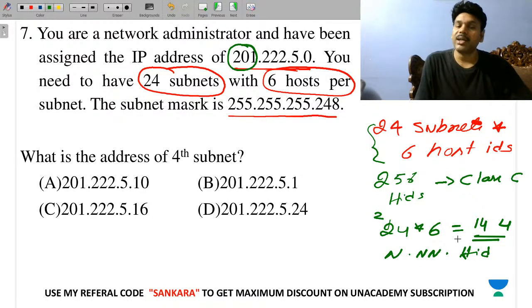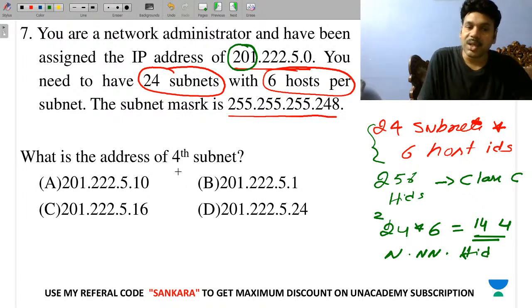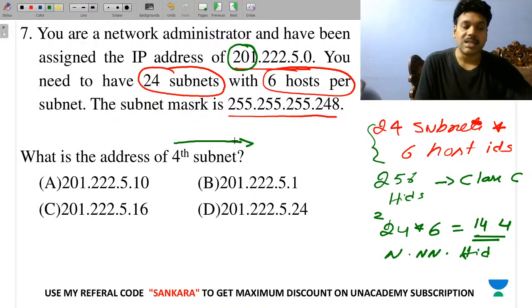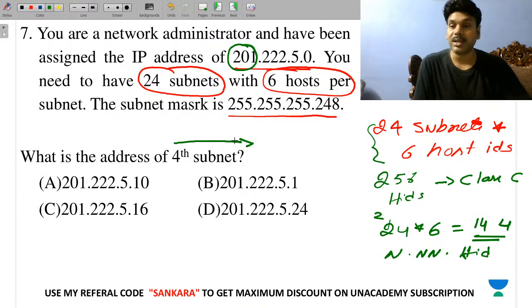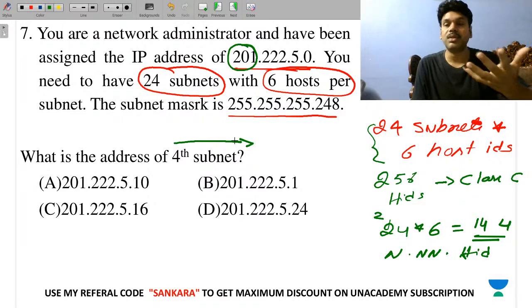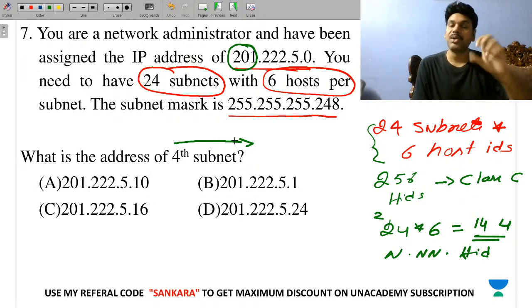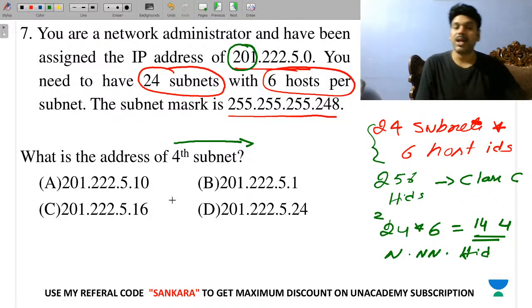So my dear friends, he is asking what is the address of the fourth subnet. He is asking you to derive the subnet IDs. I already trained you how to derive the subnet IDs. Very simple. You see what your partition size or block size is, or how many host IDs or computers you can accommodate in that block. That's very important. So let me derive your mask now.